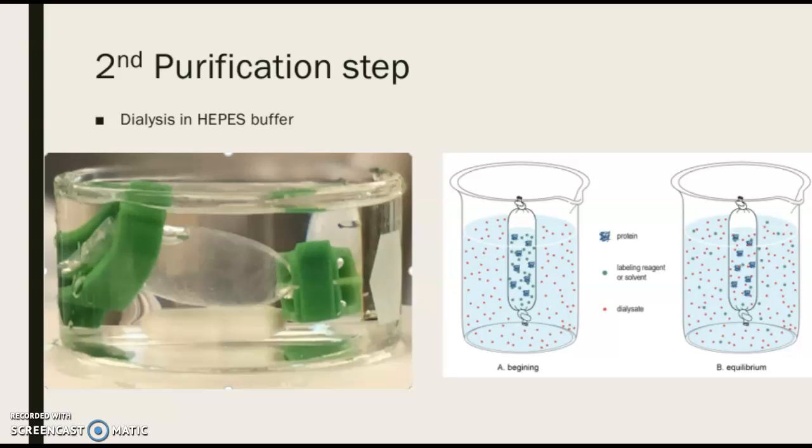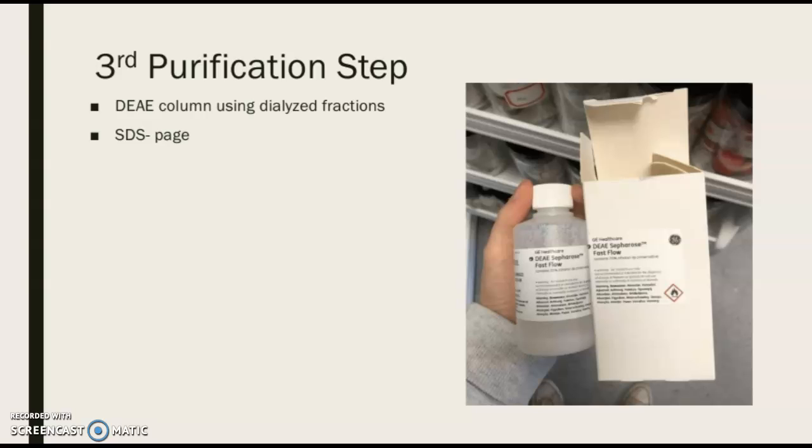So we take the fractions run through the nickel column, if our SDS-PAGE looks good, and we put it in the snakeskin in a HEPES buffer. Dialysis is just used to separate dissolved molecules based on molecular weight, so we choose a snakeskin that we know will not let our protein through, but it'll allow other small molecules. This is shown in the picture to the right of the molecules flowing out of the dialysis bag with our protein staying inside.